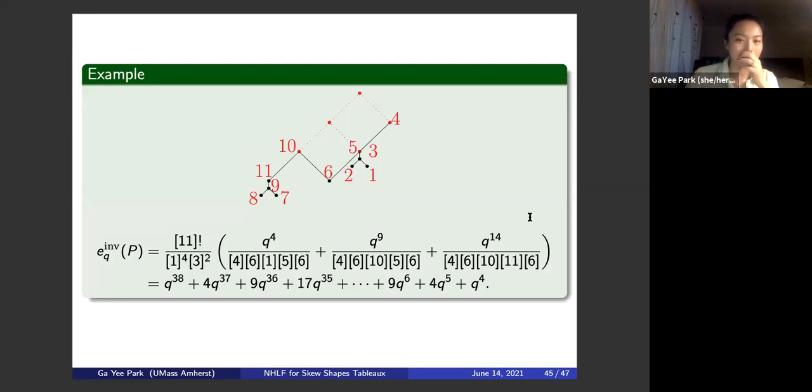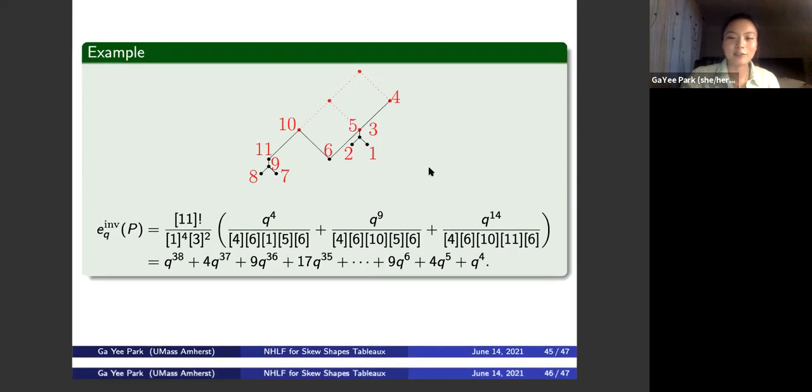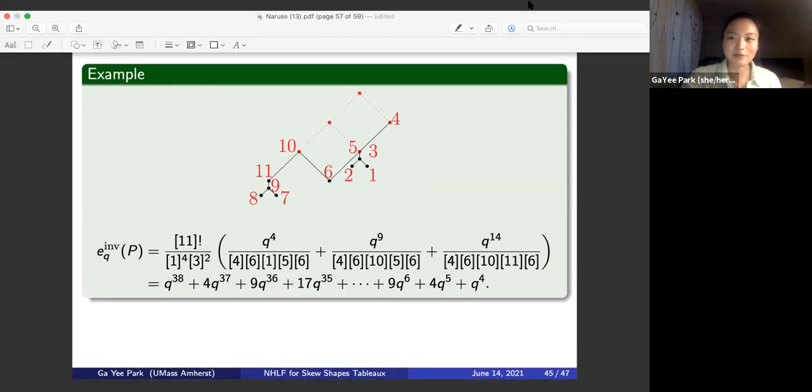Here is an example of the inversion index where red is the labels. The hook length is the same as the blues that I've shown before. Plugging everything in, this would be the inversion index formula, the answer for this particular poset, which one can check on Sage as well.